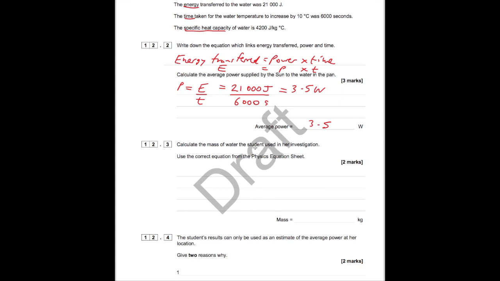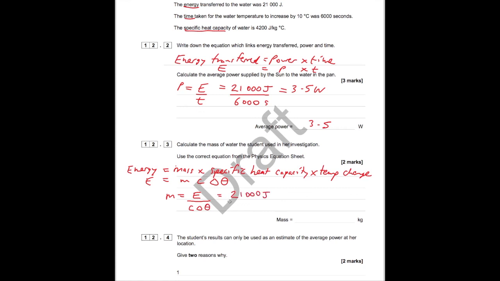Calculate the mass of water the student used in her investigation. Use the correct equation from the physics equation sheet. So energy equals mass times specific heat capacity times temperature change. So we'll have to rearrange that. Delta theta means change in temperature. And that equals 0.5 kilograms.